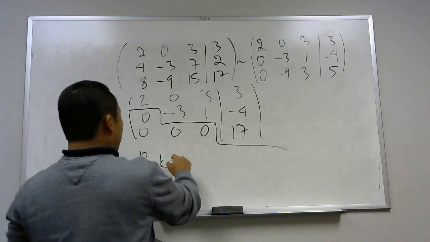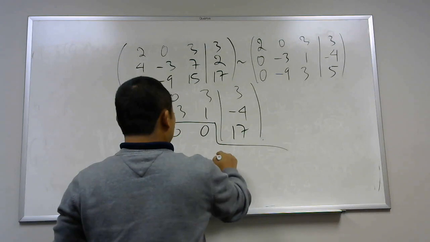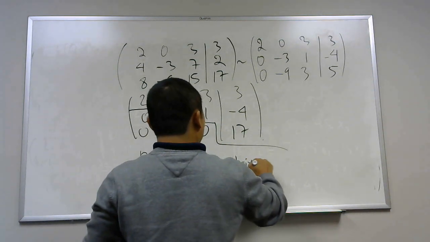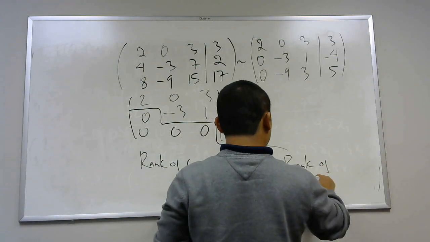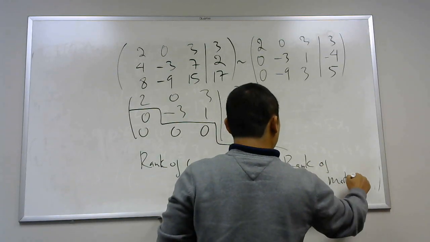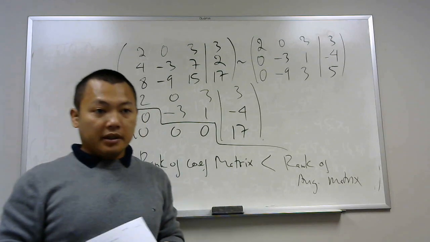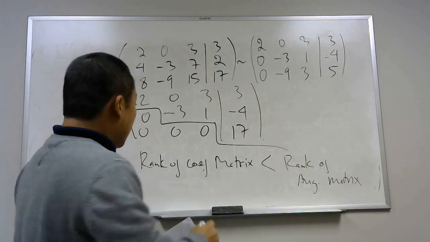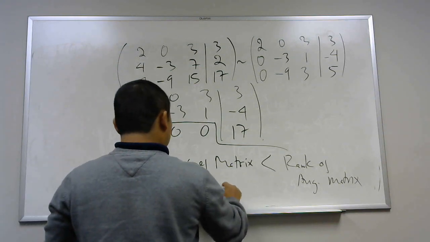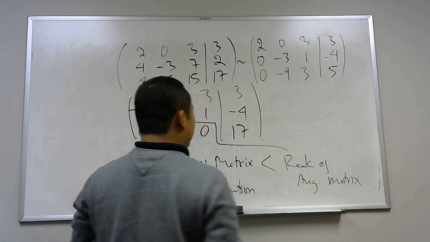So the rank of the coefficient matrix is less than the rank of the augmented matrix. So that means the original system does not have any solution. No solution. Right?